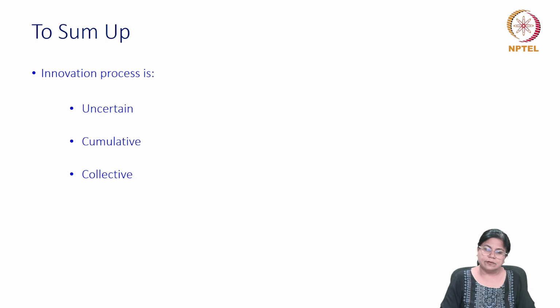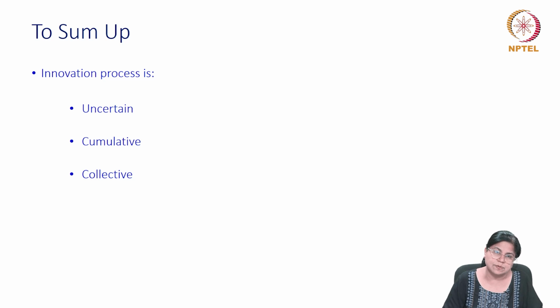In sum, we can say that the innovation process and activities are uncertain, cumulative and collective. The outcome of these activities is not known. Hence, it becomes important from the firm's point of view to assess whether to undertake the activity, taking what we call a calculated risk, depending on the uncertainty of the outcome of any research and development project. They also have to see that the activity is cumulative. It builds on what already exists in the literature.